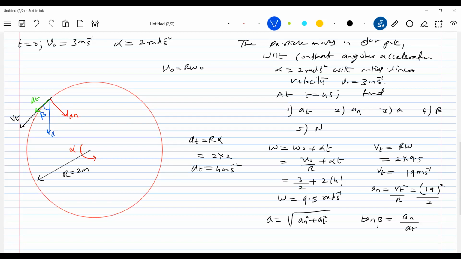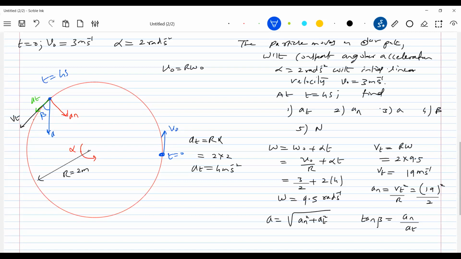What type of motion is it? Non-uniform circular motion. The particle initially starts here with V naught and alpha, or A tangential acceleration. This is at t equal to 0. And we are just saying that at 4 seconds, it will be a rough estimation. We don't know where it will be; we are just making a guess at t equal to 4 seconds.